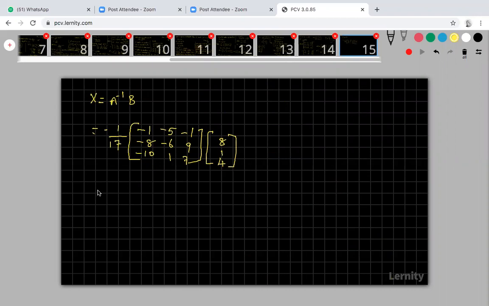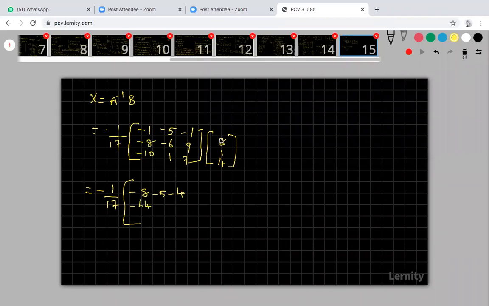Now multiply -1/17. You don't multiply this now. Finally, we will multiply that -1/17. So now you multiply these two matrices. What is the answer we are getting? So this is -8, this is -5, and this is -4. Therefore, -8, -5, -4, and this is -64.